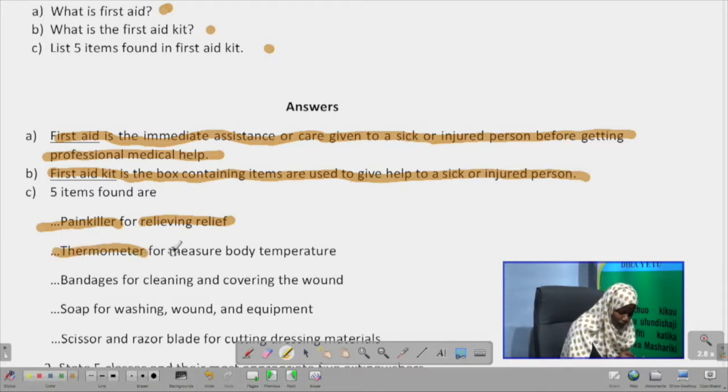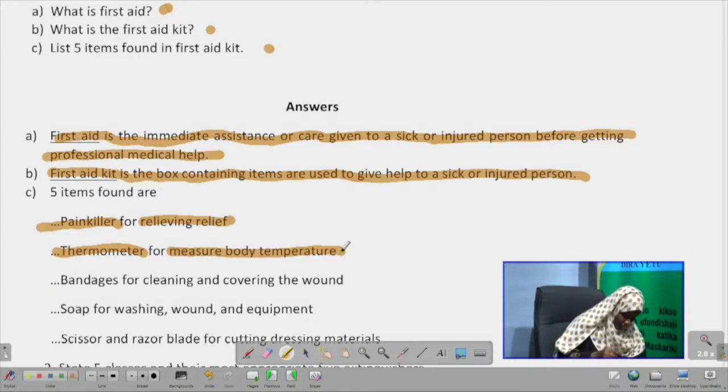Second, you're going to find a thermometer. The thermometer is used to measure the body temperature. It is some kind of device that you put in the mouth, or you can put it in the armpit, and you can measure the body temperature of that person. For the human body it's supposed to be 37, so if it's higher than 37 degrees, that means that person is running a very high fever. The instrument that tells you if that person has a high temperature is known as a thermometer.